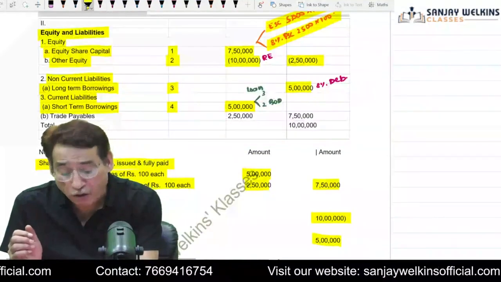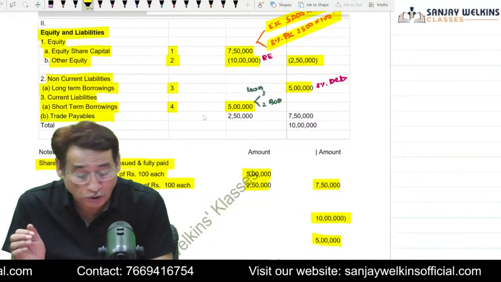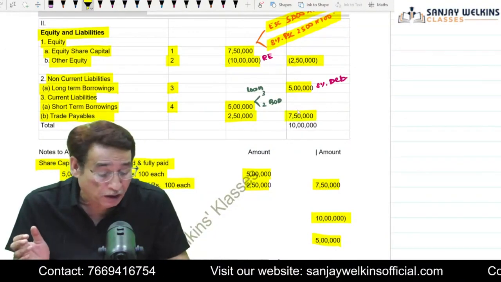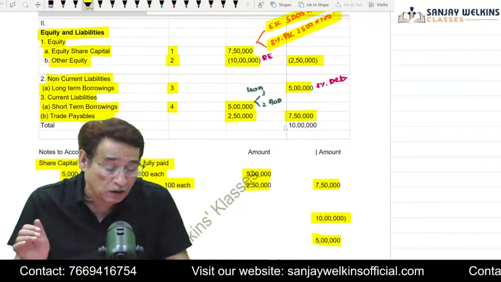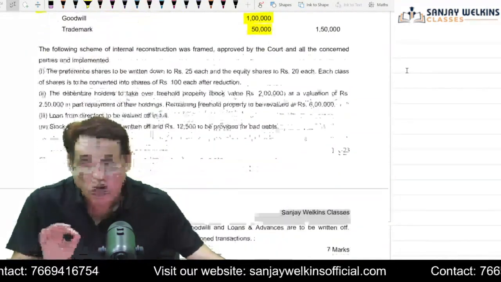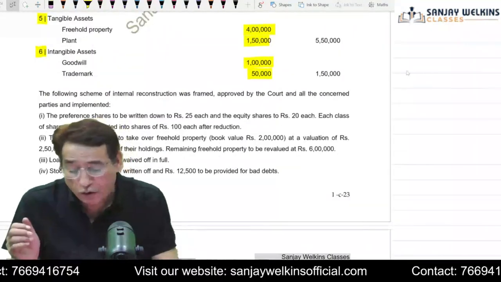Then further, we are also given trade payables, but there is no note number. That means the amount of trade payables is 2,50,000. In the outer column, the total is written as 7,50,000. This is the total of the equity and liabilities side. So you have gone through the entire length and breadth of this particular question. Now we will go through the scheme.